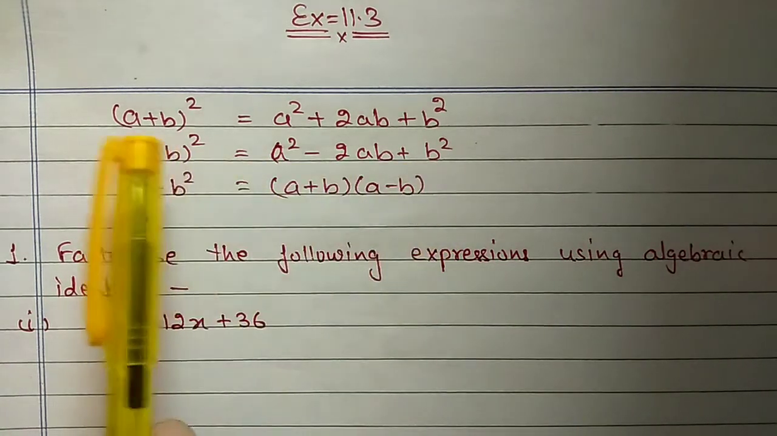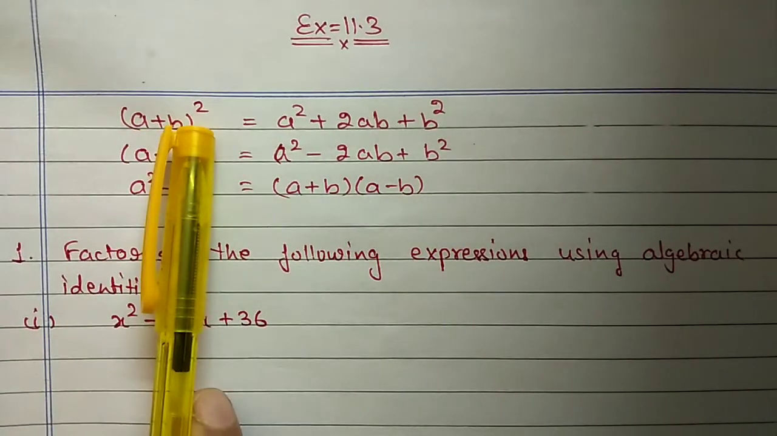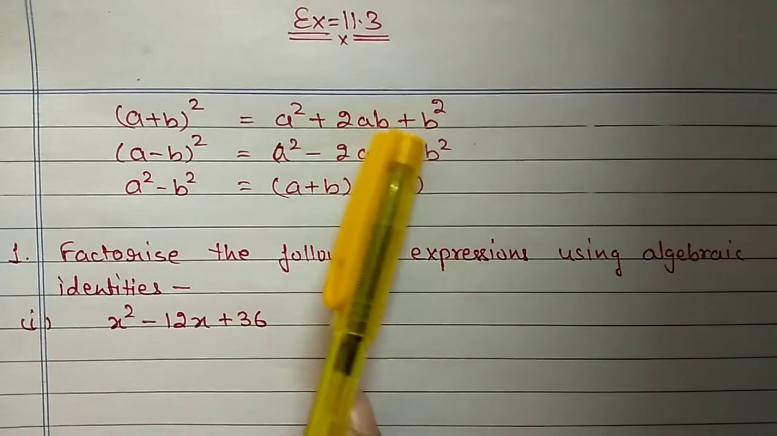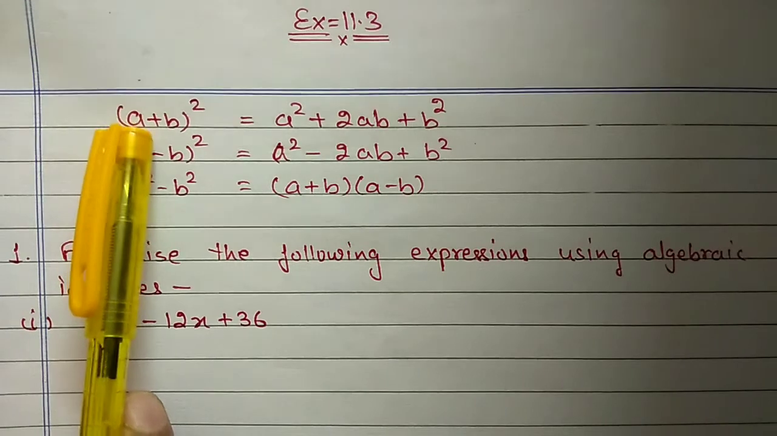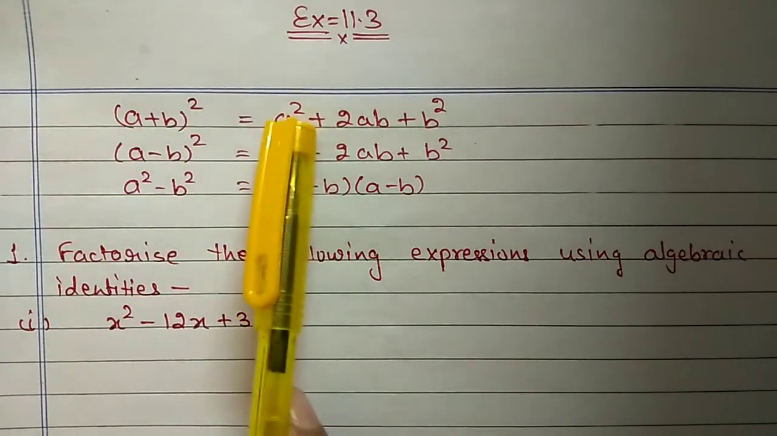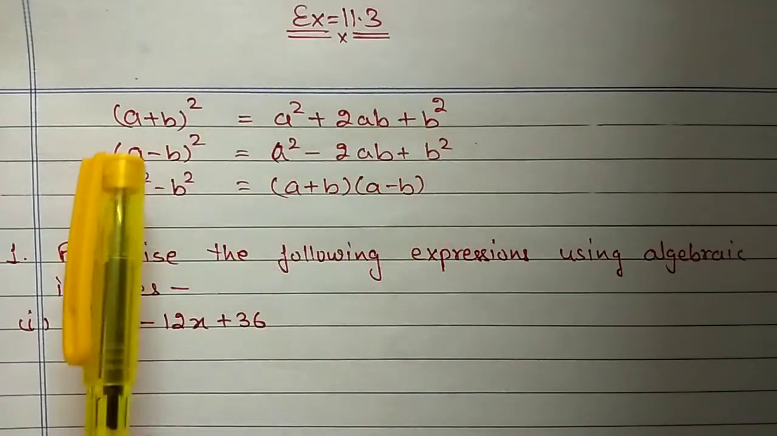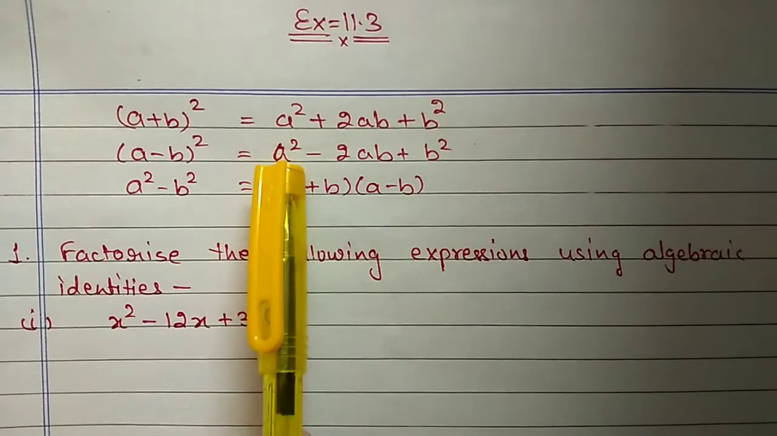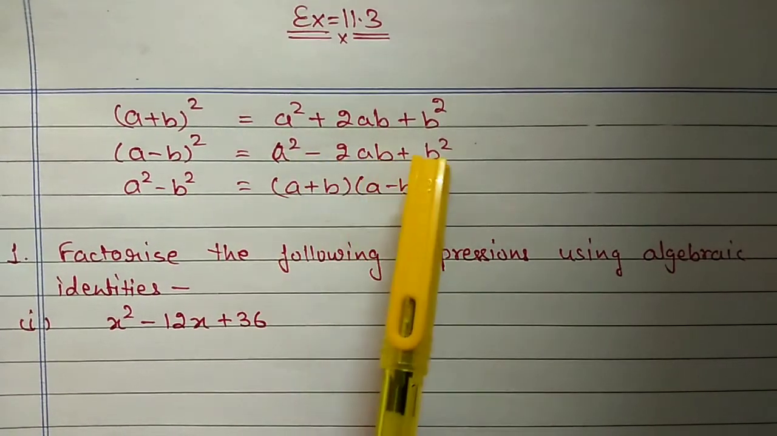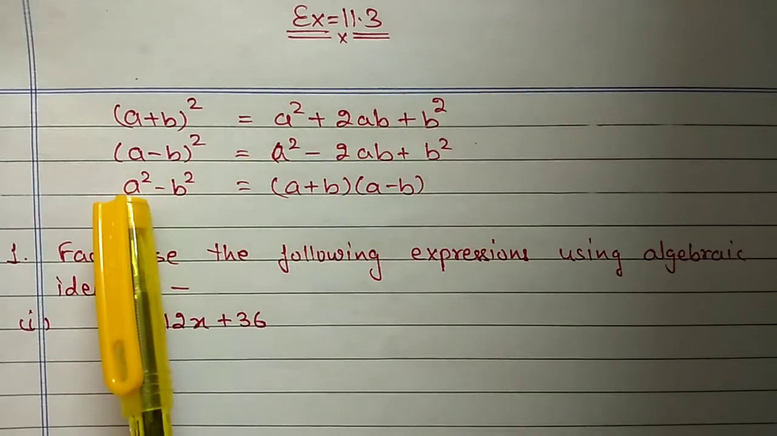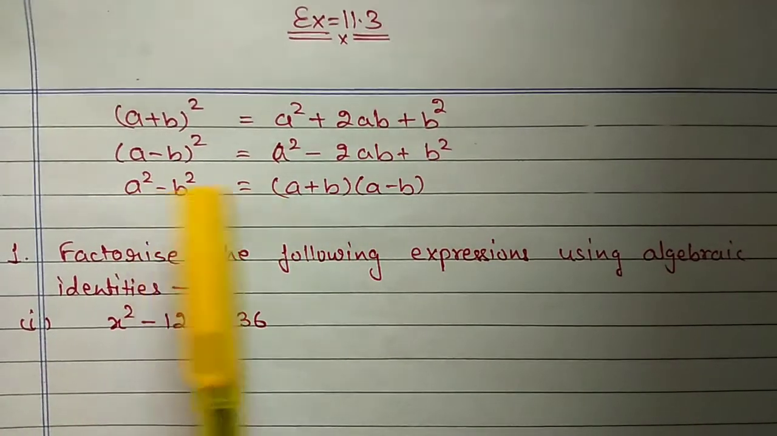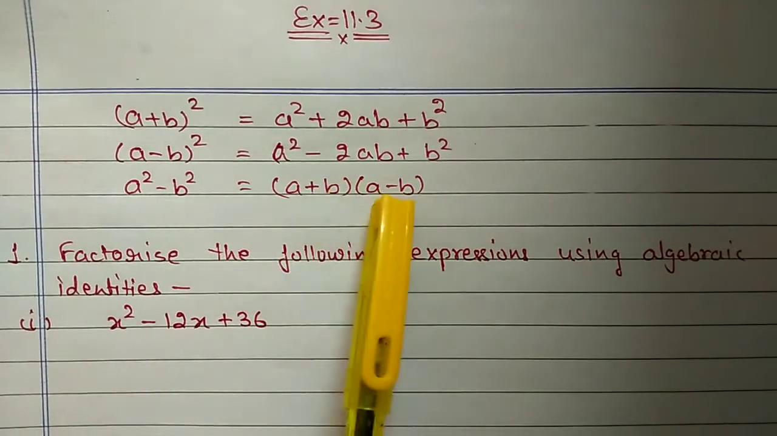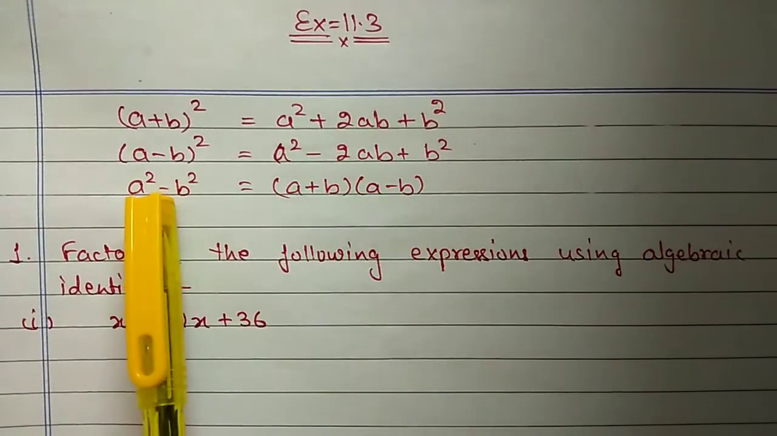So the first identity is (a plus b) whole square is equal to a square plus 2ab plus b square. If you multiply a plus b with a plus b, then you will get this result. Then another identity, (a minus b) whole square, you will get a square minus 2ab plus b square. And the third one, a square minus b square is equal to (a plus b) into (a minus b). If you multiply these two, then you will get this result.